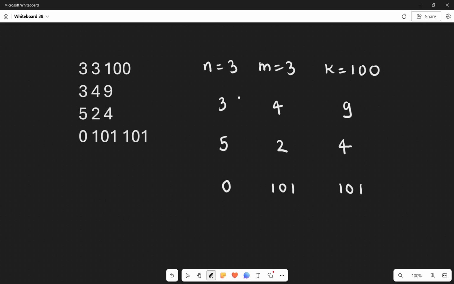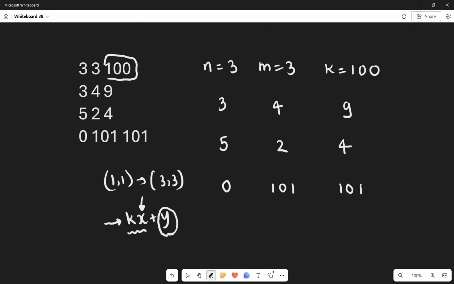Now what we can notice here is that to move from cell (1, 1) to (n, m), which is (3, 3) here, we want the minimum cost, which is defined by kx plus y, where y is the sum of the numbers on the path, and x is the number of operations you will do on any rows. k is basically the input parameter. Here k is equal to 100.